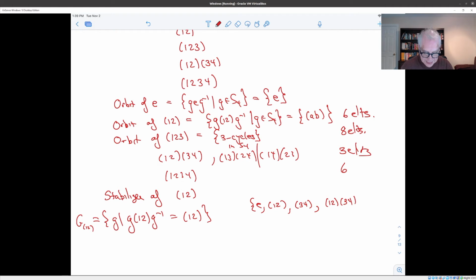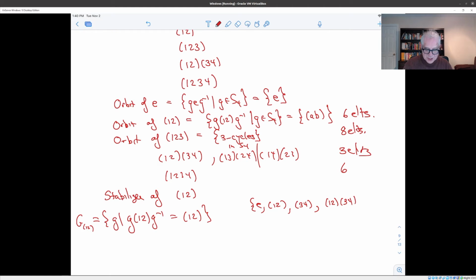What about 3-cycles? Could you have a 3-cycle that commutes with (1 2)? Well, any 3-cycle is not going to be disjoint from 1 and 2, because if you have 3 things and there's only 4 total, you're going to have an overlap. And that means you're going to end up changing the 1 and the 2.